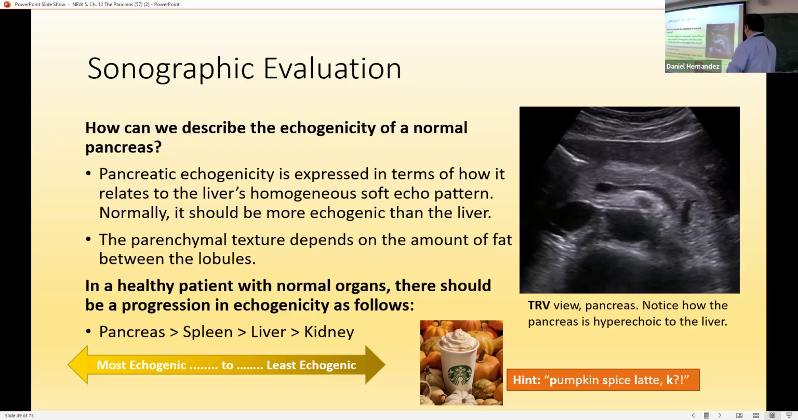So this mnemonic, pumpkin spice latte. Okay, I think you guys had a different mnemonic. Memorize it as well.